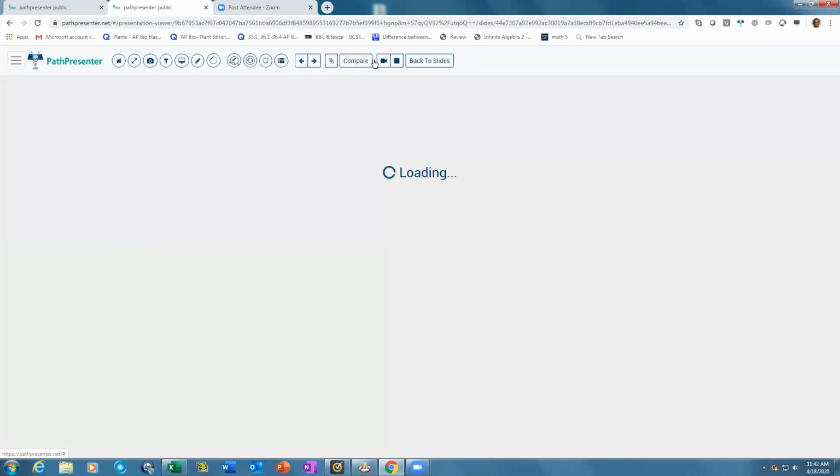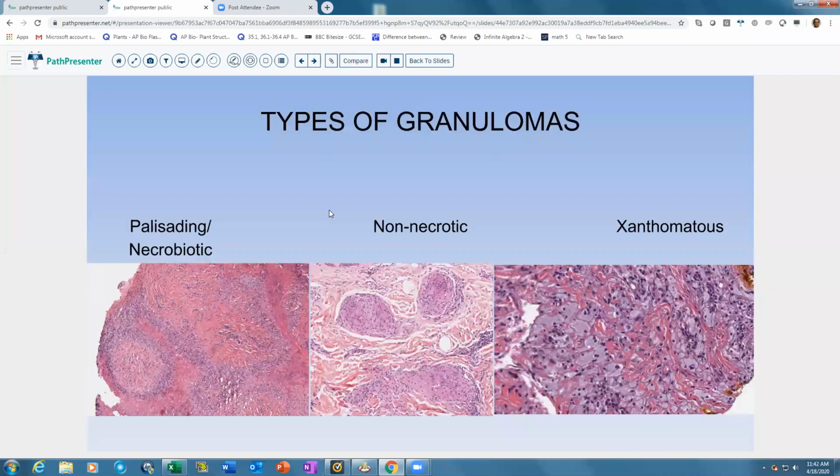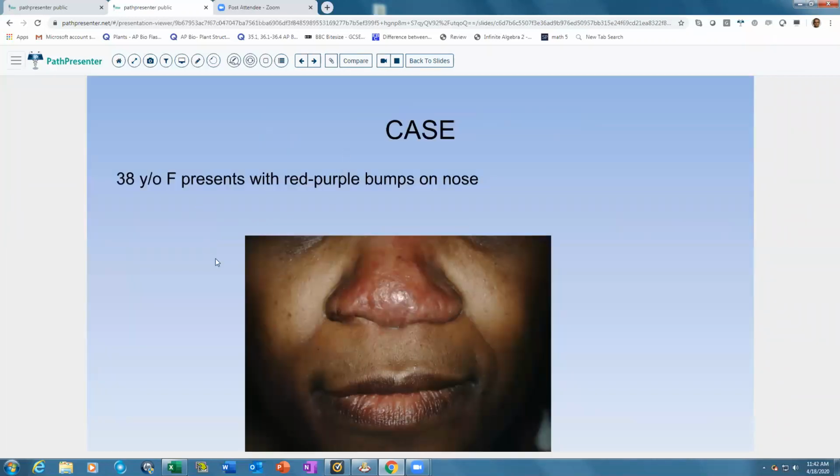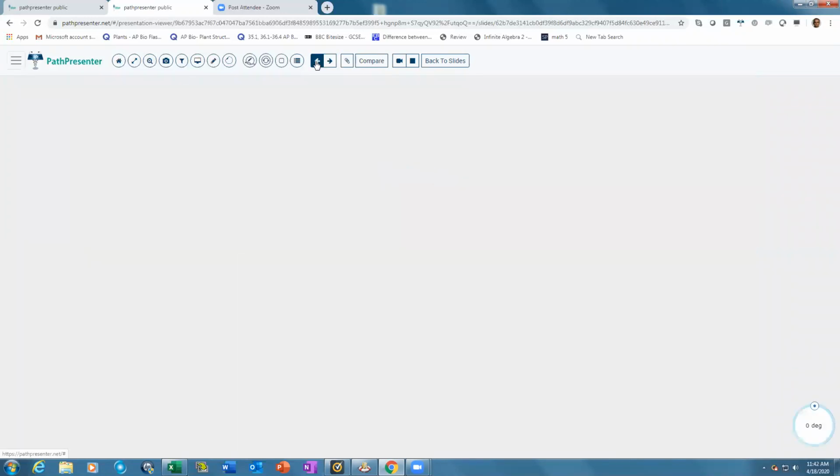Moving on, the next type of granuloma is the non-necrotic. So these were all the palisading and the necrobiotic. When we move on to the non-necrotic type of granulomas, the classic thing that we normally talk about is sarcoidosis. So a 38-year-old female presents with red-purple bumps on the nose. So you can see that here, which is very classic for sarcoidosis.